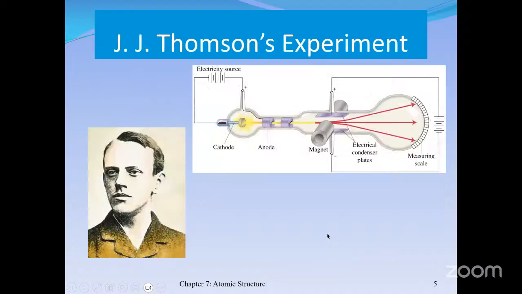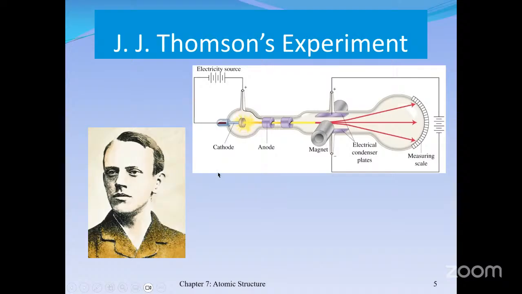So J.J. Thomson was one scientist who was very interested in delving more quantitatively into the nature of these particles. So he set up an experiment which is basically some other things added to the original experiment, right? And this is a diagram which represents what he did, right?